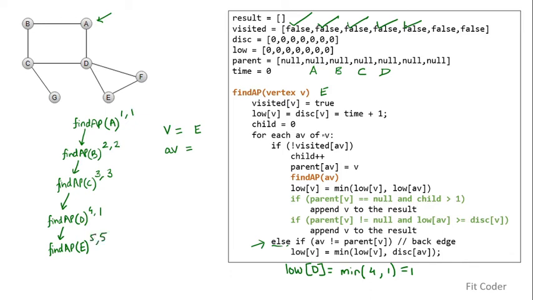For each adjacent vertex of V, the adjacent vertices of E are D and F. So let's start with D. D is already visited and D is also the parent of E. So this else condition does not hold true. We check the next adjacent vertex of E. The next adjacent vertex is F. F is not visited. We increment the child. We set parent of F to E and we call findAP for F.